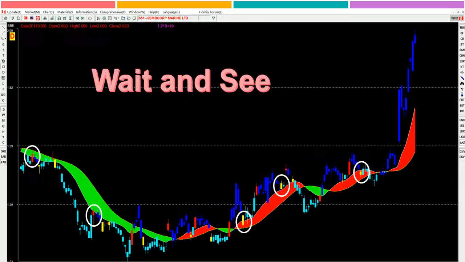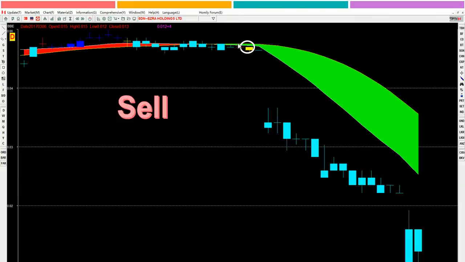Okay. So let's see this one. Wait and see. Here, green band and the red candlestick, red candlestick, red candlestick. Here, wait and see. Okay. So how about here? Still wait and see, but around here, buy or not? Buy. Here, wait and see. Here also wait and see. Okay. Then you can know what should we do. So here is the sell point. Okay, red turn to green is the sell point.